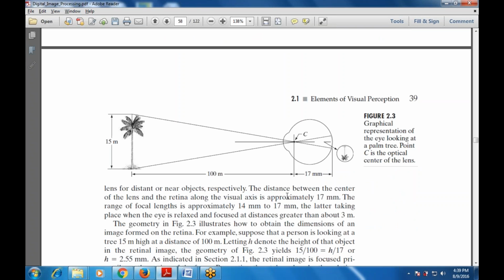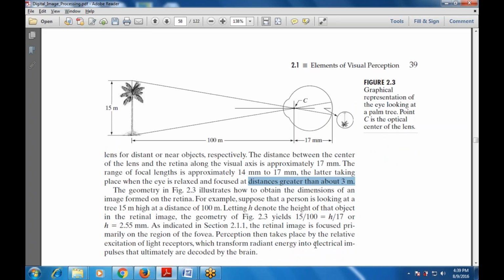We told you that this is approximately 17 mm, and the range of the focal length is approximately 14 to 17 mm. The latter takes place when the eye is relaxed and focused at a distance greater than about 3 m.